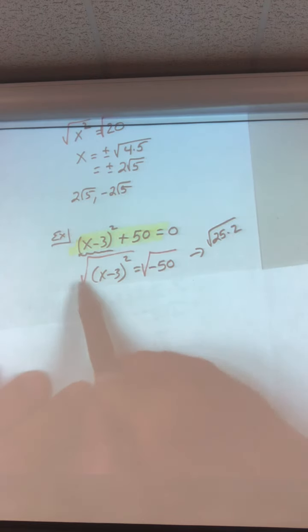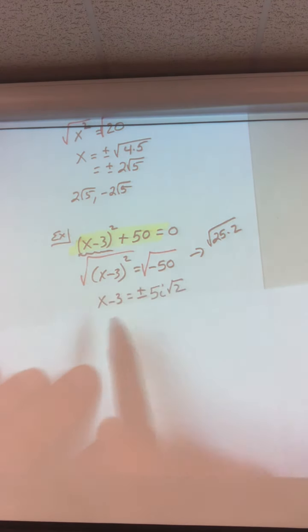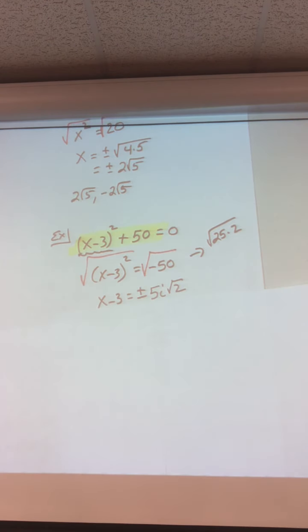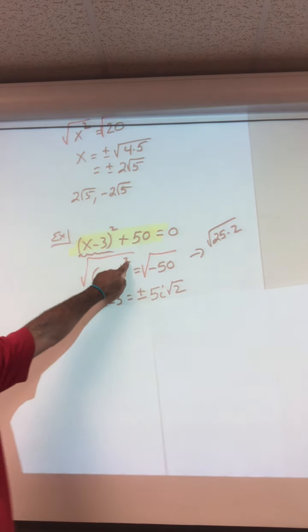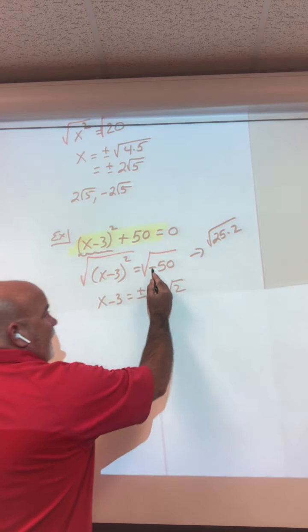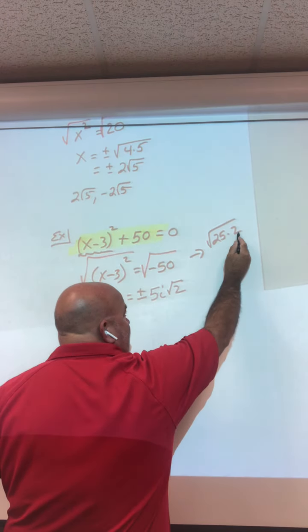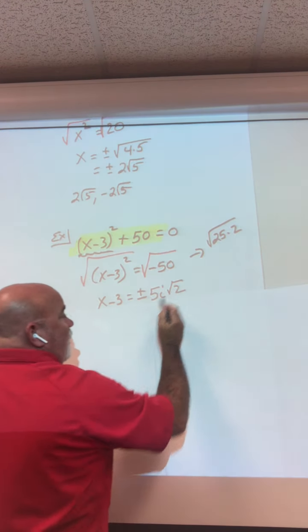Now, when you take the square root of this squared, it gets rid of the square and just leaves x minus 3. The square root gets rid of that square and leaves what's under there. Now, negative gives me the i. 50 is 25 and 2, which is 5 square root of 2.